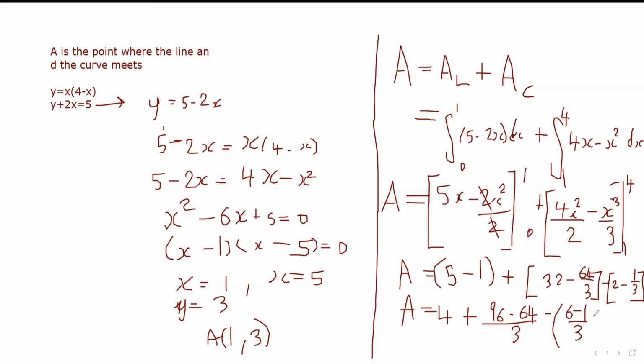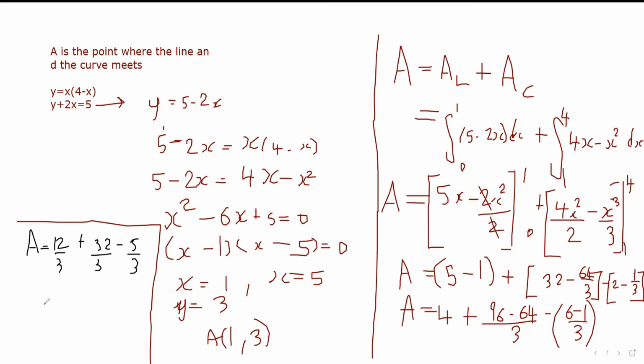By the way, Marika, just put it in a calculator. Don't stress yourself. Let's finish it off right here. So the area is equal to 4 is 12 over 3. All right, so 96 minus 64 is 32. So that is plus 32 over 3. And then this right here, 6 minus 1 is 5. So that is minus 5 over 3.